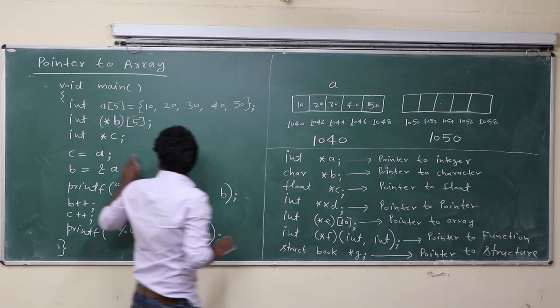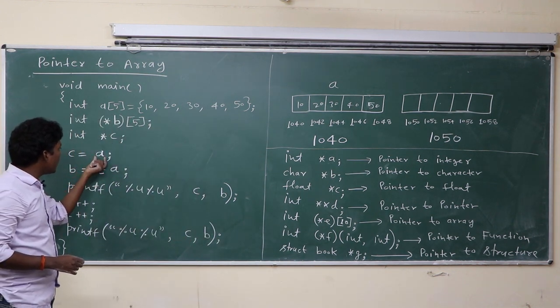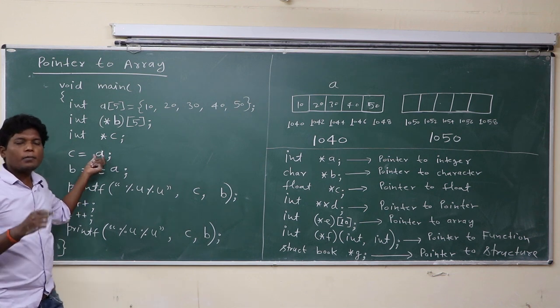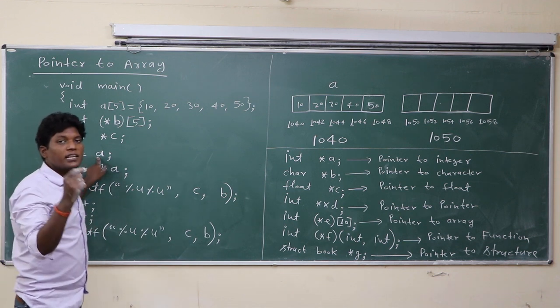Okay class, when you assign the array name, then it gives the address. Array name always gives the address. Okay, always gives the base address.